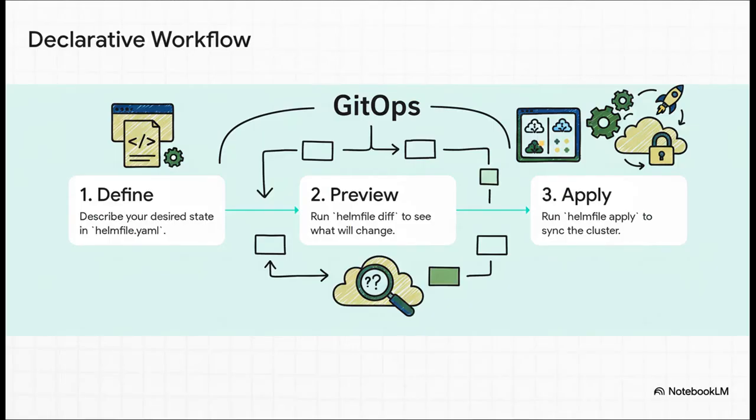And the workflow, it's beautiful. It's so simple. First, you define your state. Then, and this is the killer feature, you run helmfile diff. It gives you a preview, just like Terraform plan, showing you exactly what's going to be added, changed, or deleted. Once you like what you see, you run helmfile apply, and it makes it so. No more guesswork, no more surprises.